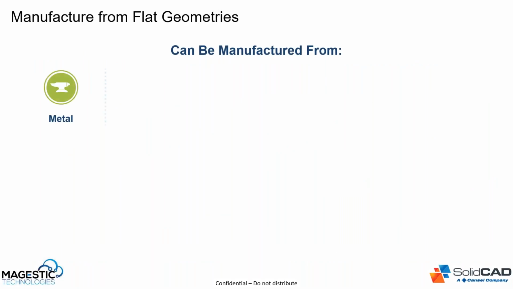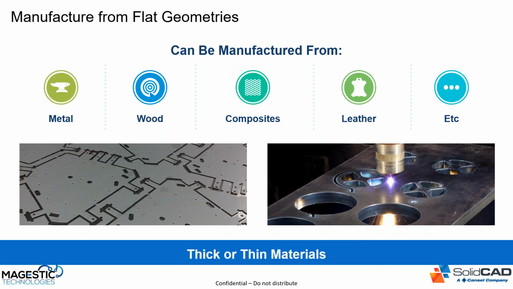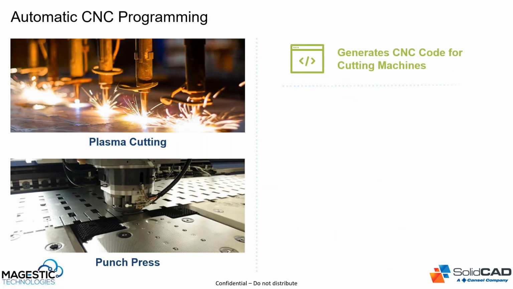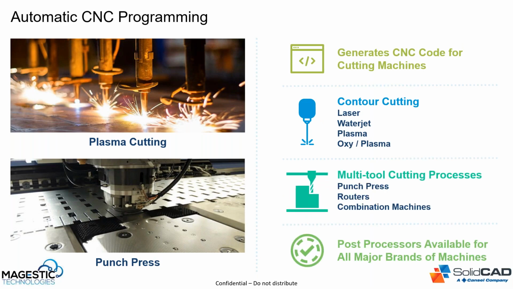So just a range of materials. We work with metals, woods, composites, leathers, plastics, really anything that's 2.5D materials, thick or thin, doesn't really matter. We can support all these different material types, as well as the different machines that utilize these materials. So today we're going over some of our CNC routers and punch presses, but we also cover laser machines, water jets, plasmas, oxy-fuel, and combination machines, so punch route, punch laser, things like that. And we do write all of our post processors for these machines as well.